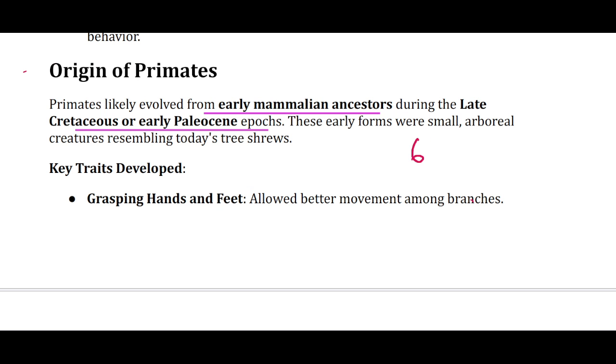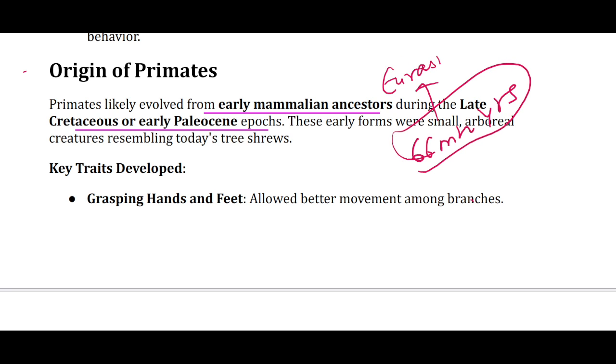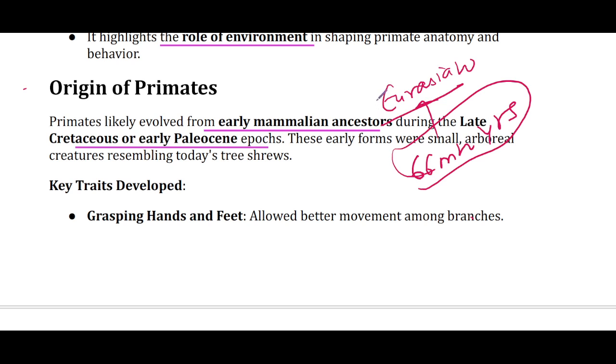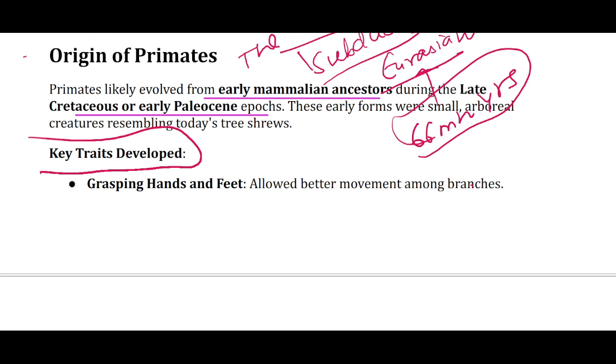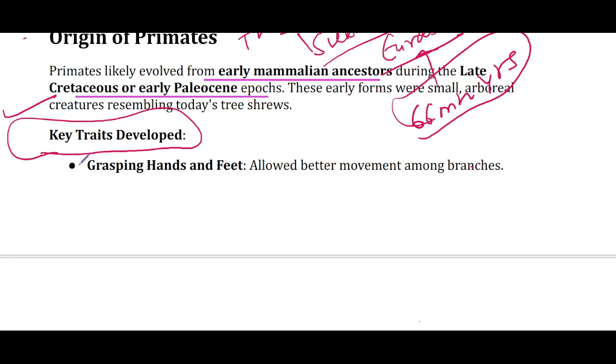Then again, 66 million years ago is also the time when the Indian plate collided with the Eurasian plate, which subducted and compressed the Tethys Sea, which led to the formation of the Himalayas. So that is some extra information. Now coming back to the topic, the key traits developed early on during primate evolution.